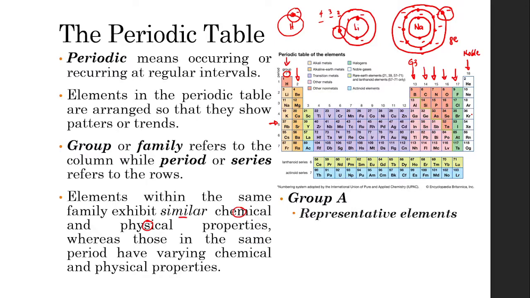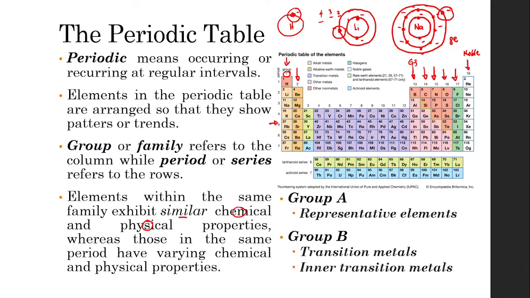They're not very reactive. And this group again is what we call group A, the representative elements, because the representative group number, group 1, group 2, group 3, 4, etc., is telling you how many valence electrons there are, or how many electrons are present in their valence shell. And then we have another group called group B, which are basically the transition metals and the inner transition metals. Group B is basically this part right here.